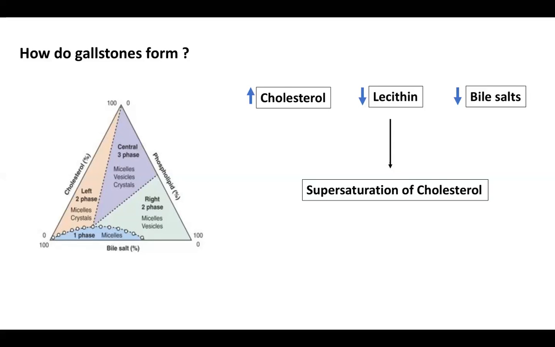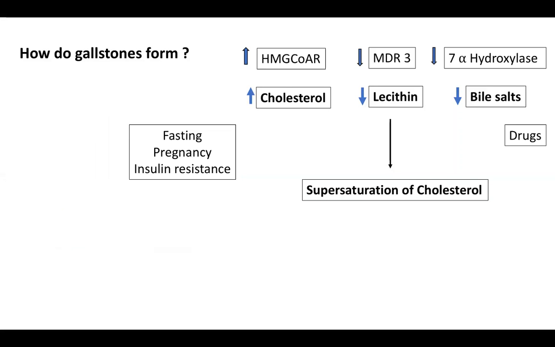Now, there is a lot of research going on into the genetics of this. And they found that suppose there is an increase in HMG-CoA reductase, a reduction in MDR3, or a reduction in 7-alpha hydroxylase, there can be changes in the cholesterol, lecithin, and bile salts proportion. And this leads to supersaturation.